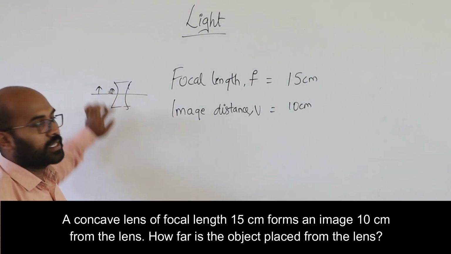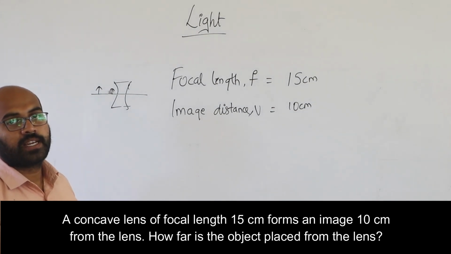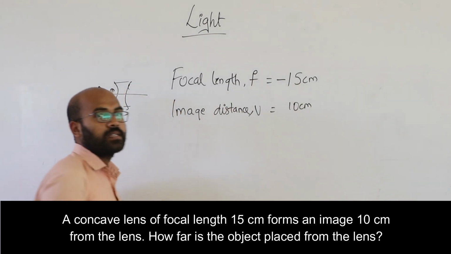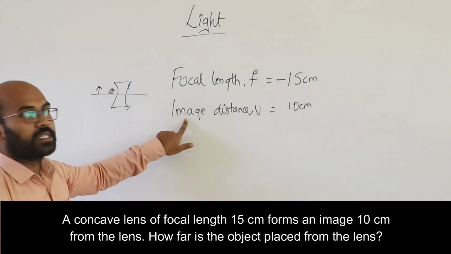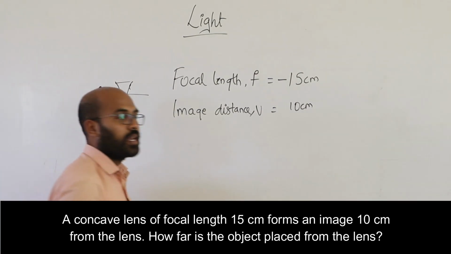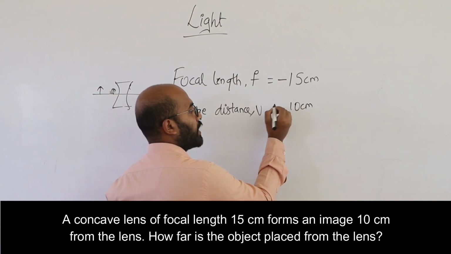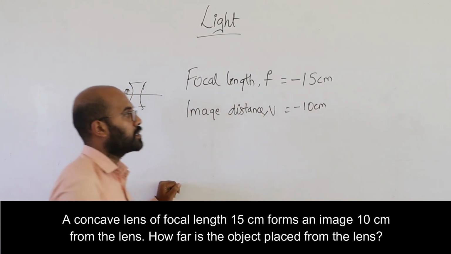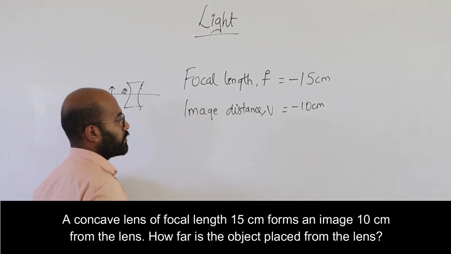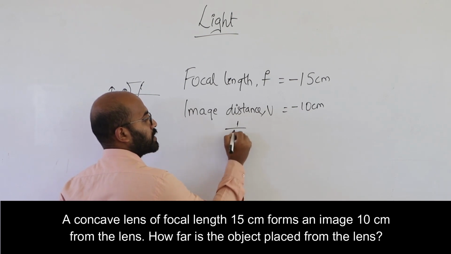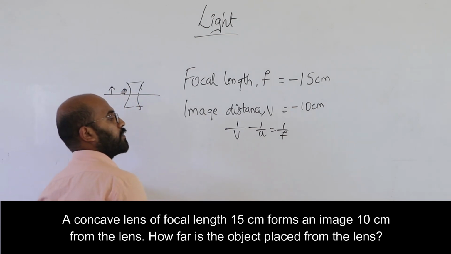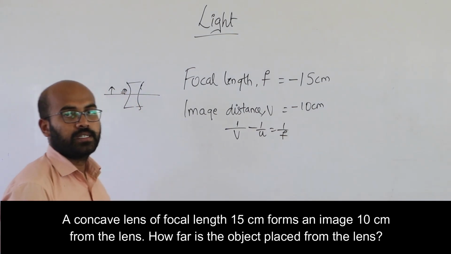So what is the focal length in a concave lens? As we saw in the sign convention, focal length of a concave lens is minus. So similarly, image distance in a concave lens is negative because it is getting formed on the negative x-axis. So with this, using lens formula, that is 1 by v minus 1 by u is equal to 1 by f. So I need to find what is the object distance.